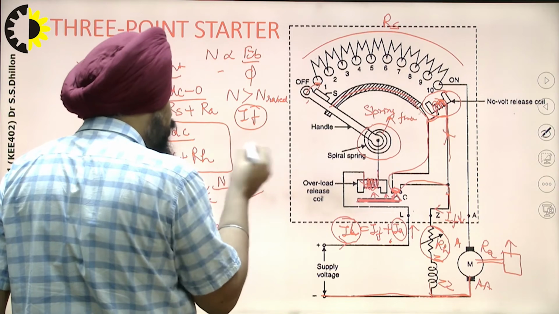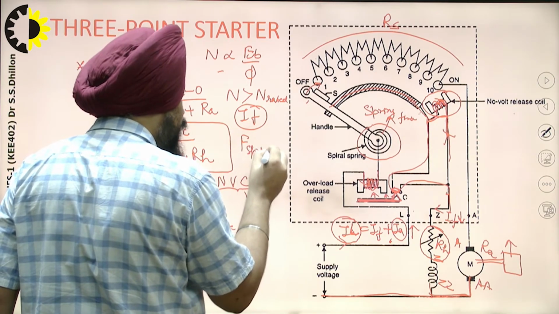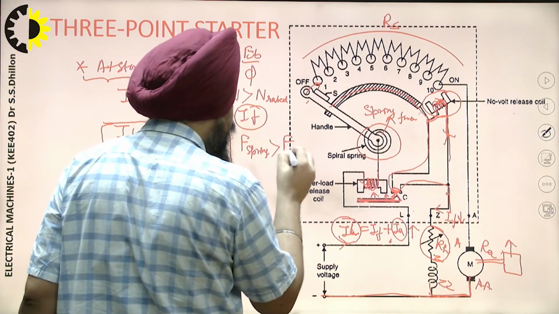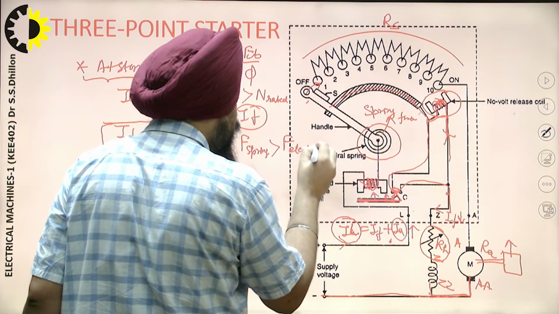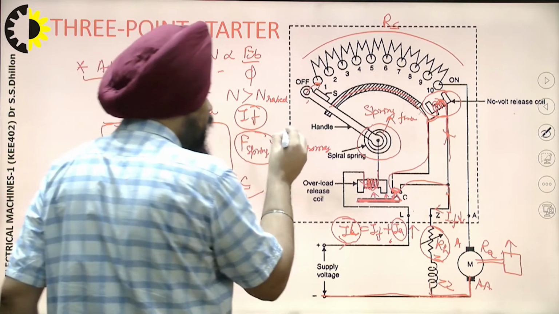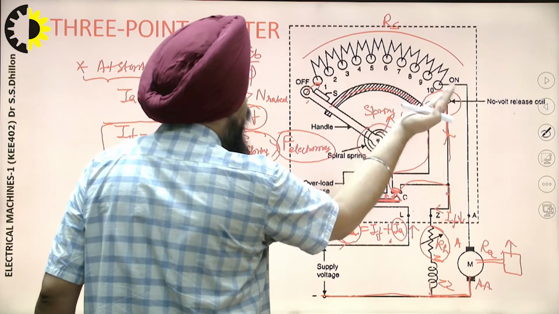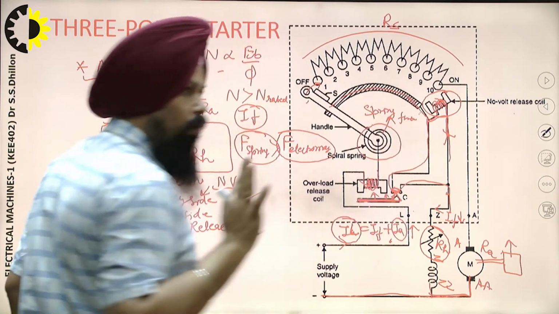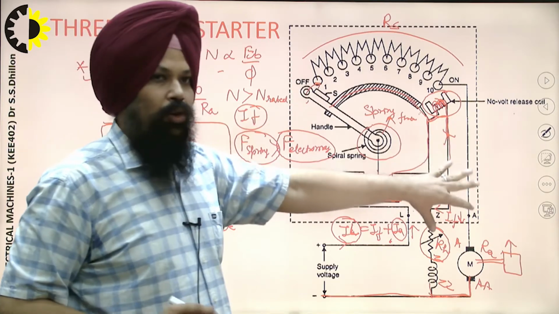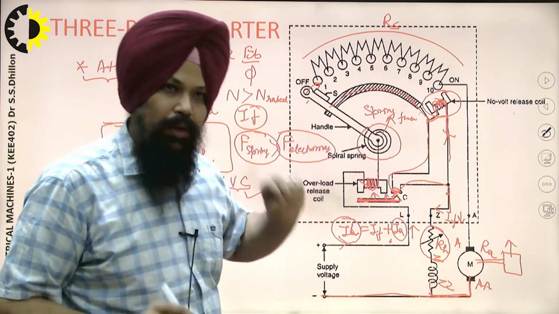is greater than the force exerted by the electromagnet. As the spring force increases compared to the electromagnet force, this particular handle is pushed back and the whole system is off. So this is the reason why we do not opt for the 3-point starter when we are approaching speed above the rated speed.